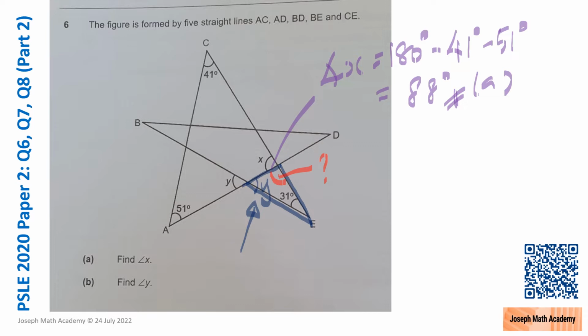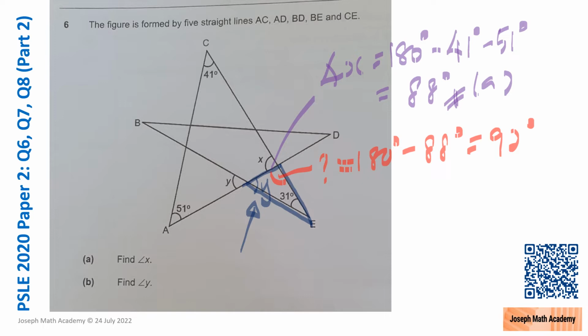by using the property sum of angles on a straight line. Sum of angles on a straight line means angle X plus the question mark should give us 180 degrees. So what is the value of the question mark? The question mark should be 180 degrees subtract 88 degrees. That gives us 92 degrees.